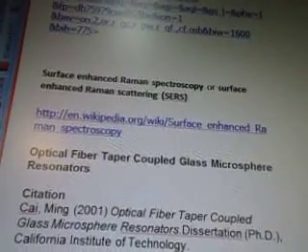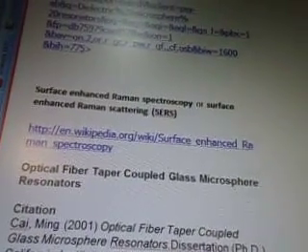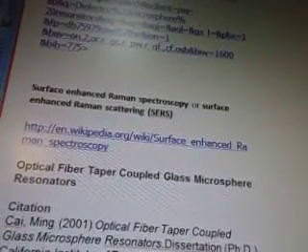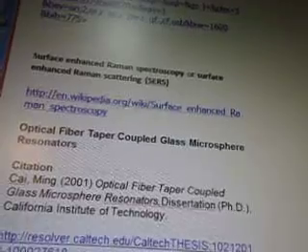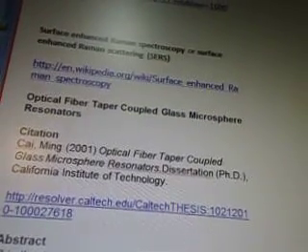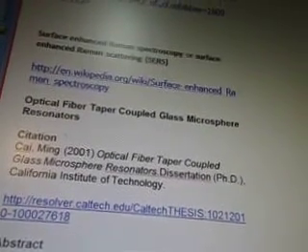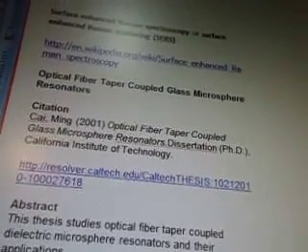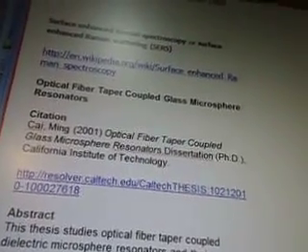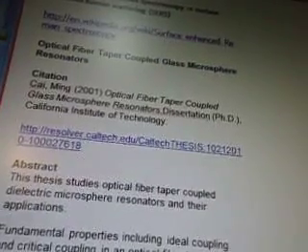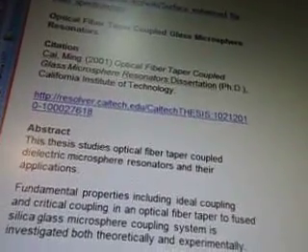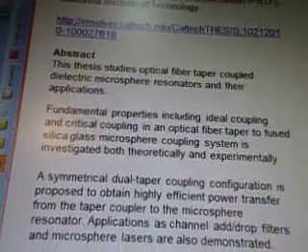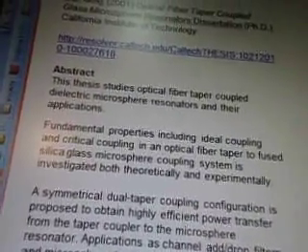The next thing that comes up is surface enhanced Raman spectroscopy, or surface enhanced Raman scattering, SERS. So optical fiber taper coupled glass microsphere resonators. This comes up next. Citation is from Kai Ming, 2001. Okay, so that's from resolver.caltech.edu. And his abstract says, it's a thesis, okay, so it's a theory.